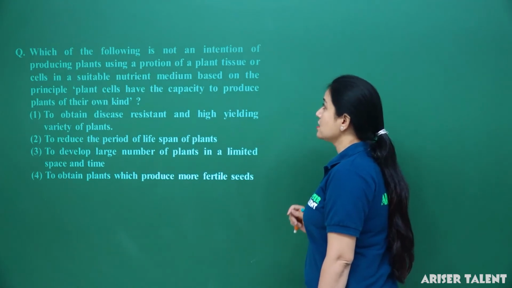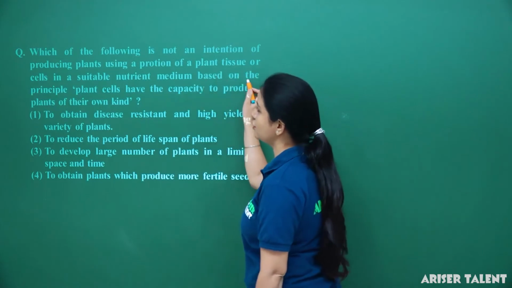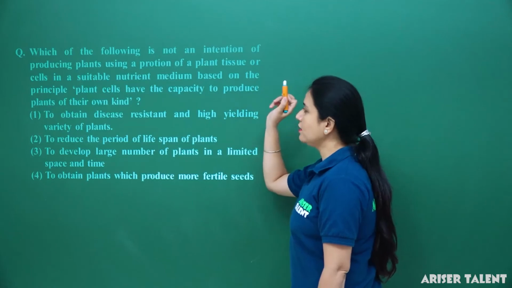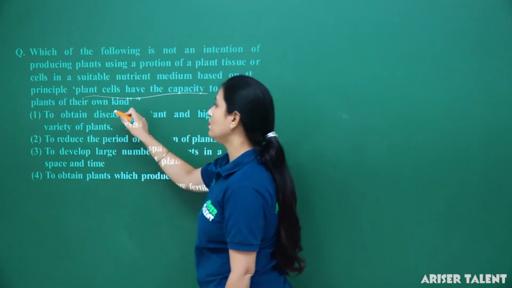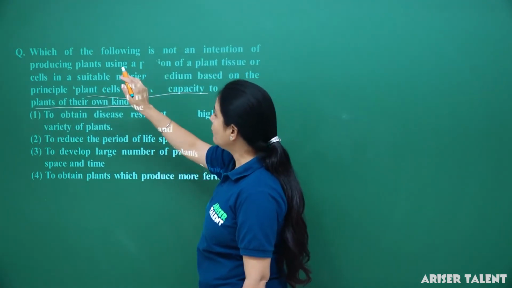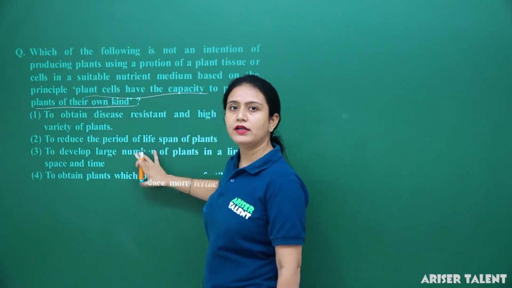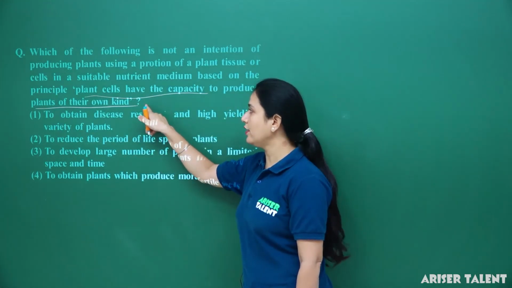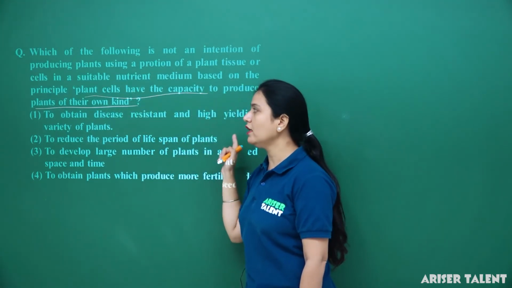Which of the following is not an intention of producing plants using a portion of plant tissue or cells in a suitable nutrient medium, based on the principle that plant cells have the capacity to produce plants of their own kind? Got it? It is asking which of the following is not an intention of producing plants. These are the given statements in which you have to select which statement is not suitable according to this principle.